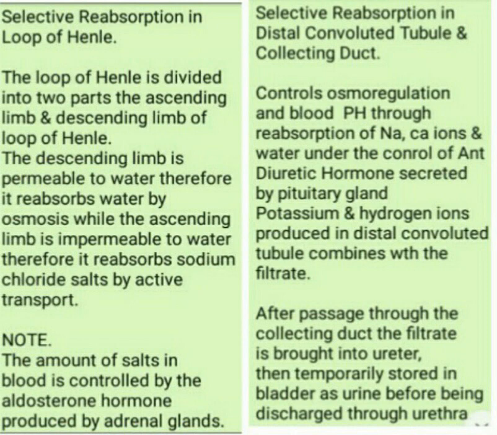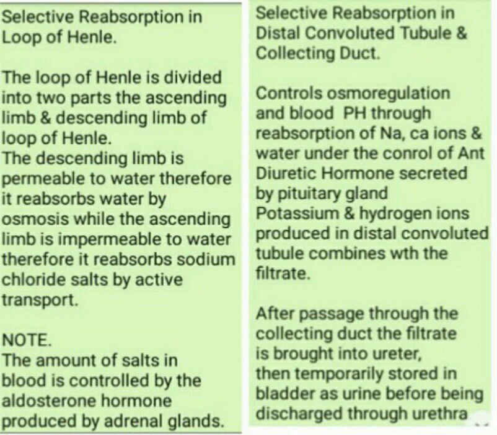The filtrate then moves to the other part of the renal tubules, which is the distal convoluted tubules and the collecting duct. So both the distal convoluted tubules and the collecting duct are involved in osmoregulation and pH regulation, which takes place through reabsorption of water, calcium and sodium ions. This is by osmosis under the control of the hormone called antidiuretic hormone, produced by the pituitary gland.